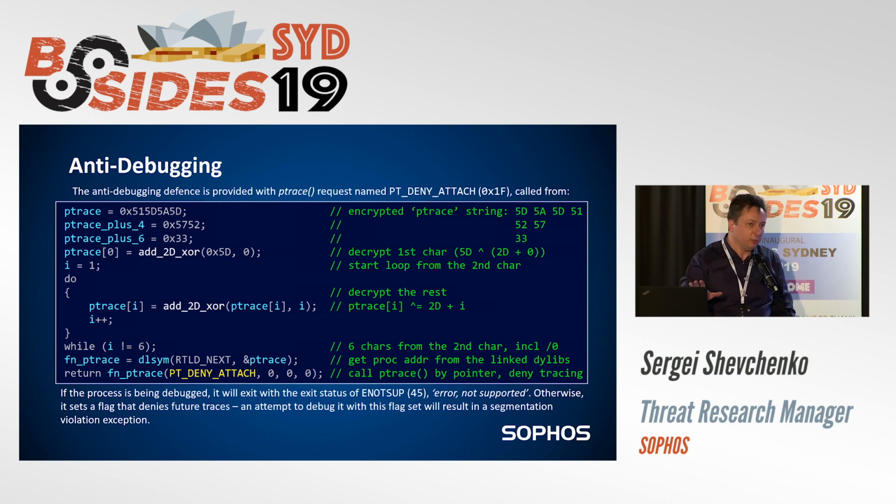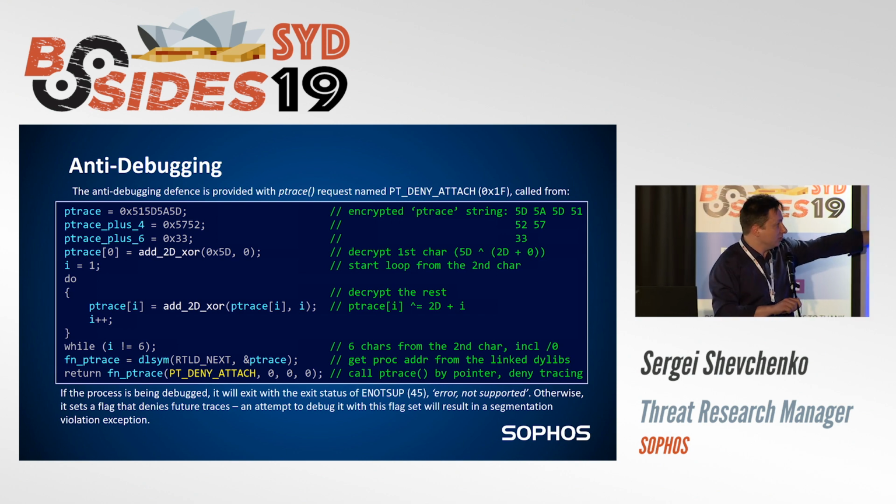The anti-debug. Let me mention a couple of tricks up the sleeve of this malware. Anti-debugging: it doesn't want us to debug it. So it's using a trick by calling the ptrace function with the PT_DENY_ATTACH flag. And once again, it wants to conceal that string called ptrace from us so that we can't recognize what that function is. And for that, it's using encryption.